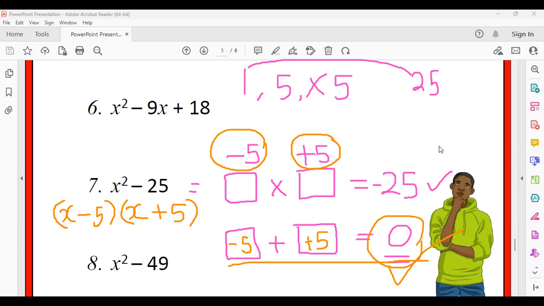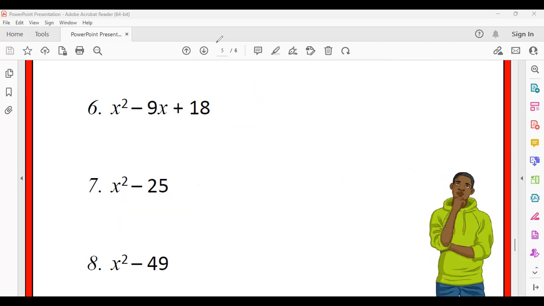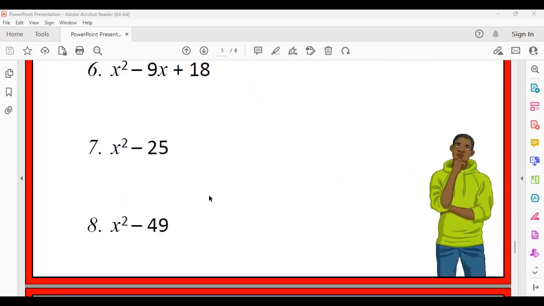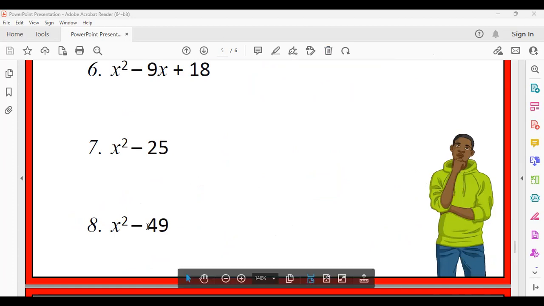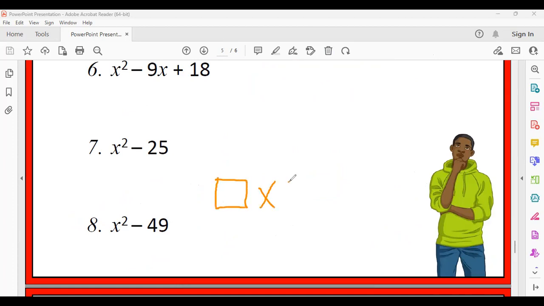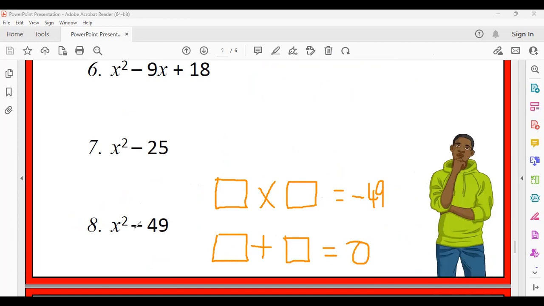Okay. All right. Same story for number 8. Same thing. You see, it's a bit weird because you don't have the x term there. So it is not there. Literally, you have to ask yourself, what times what will give negative 49? Very good. But the same terms added to each other end up with 0 because I don't have a value there for x.